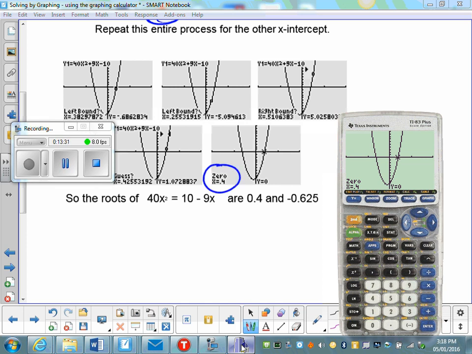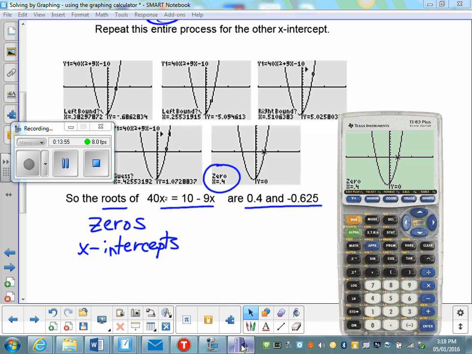So that means that the roots, or the zeros, or the x-intercepts for that equation, to solve that equation, those are the values of x, 0.4 and negative 0.625. So you can see that when we drew that first graph in the note, it was difficult to figure out what the intercepts actually were. We had to estimate. But with the graphing calculator, it gives us the exact value of the x-intercept.